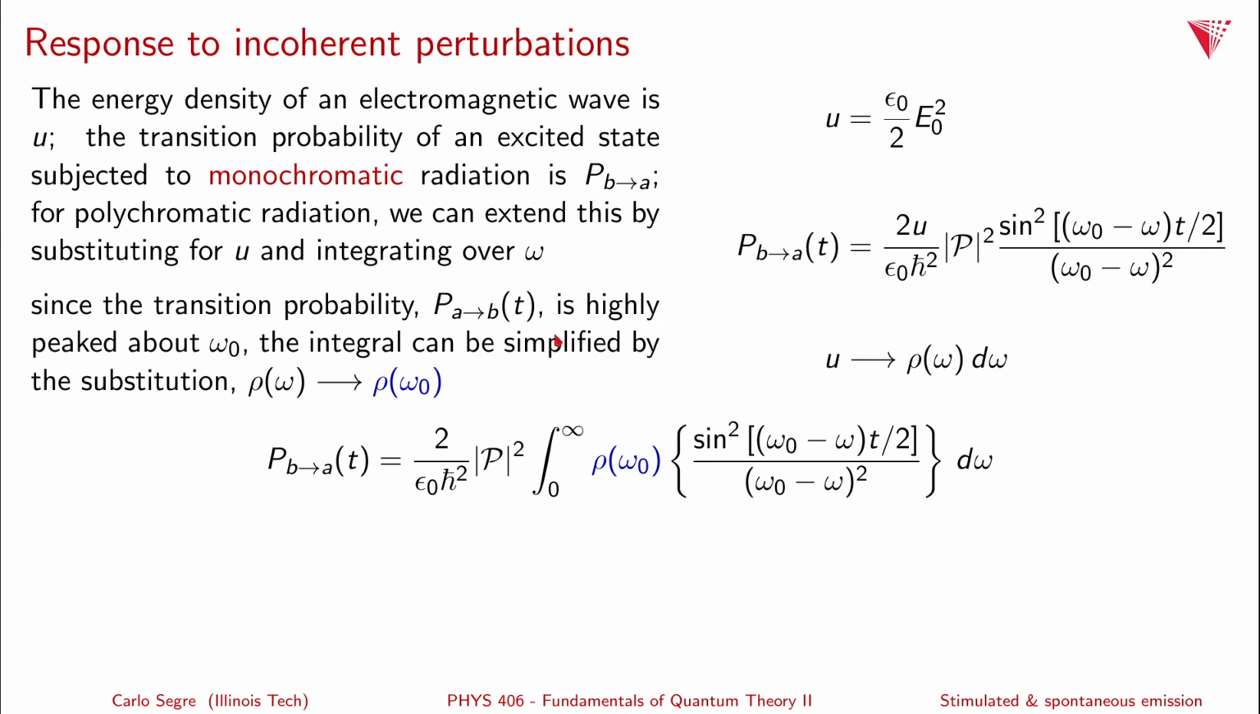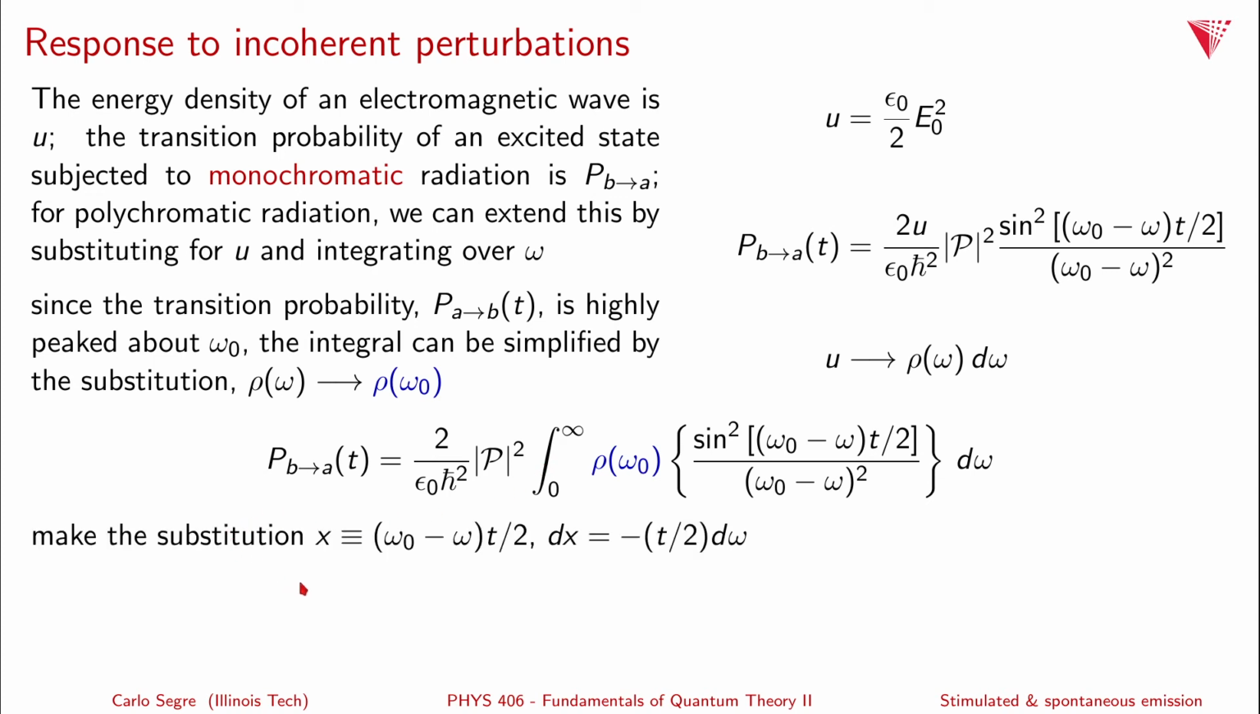Now, because the transition probability P of A to B or P of B to A is highly peaked about omega 0, that's this quantity here, we can simplify this integral by a substitution. The substitution is rho of omega becomes approximately rho of omega 0. And so we replace that in, we have rho of omega 0. But this means we can pull this out of the integral.